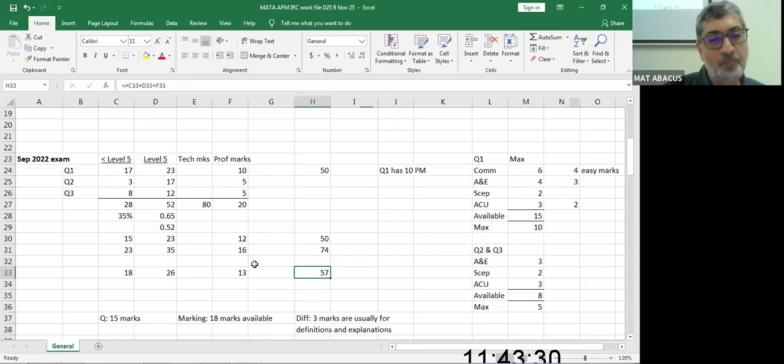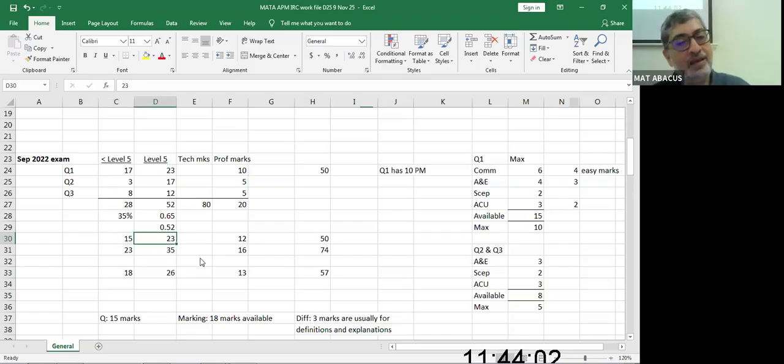So the easy marks are the ones we need to be able to target. And they are all the lower than level 5. They are some of the communication marks and some of the A&E marks. So I would believe a student should easily be able to score around 7 on the professional marks. And if they're good enough, then they get more. These are the easy ones. And then the easy ones will be at least around 15 here and maybe 23 here.